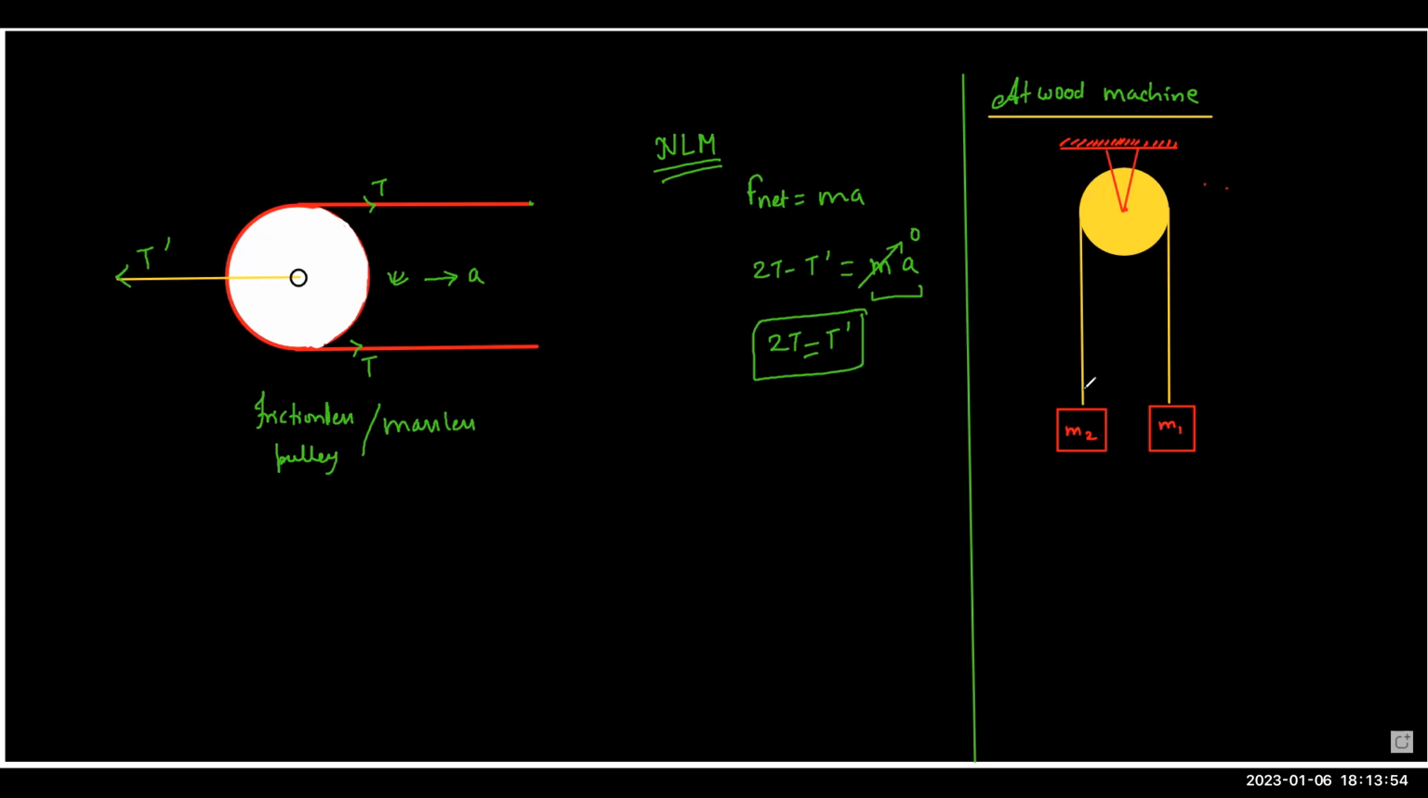What will be the direction of tension force on M2? Up. M1? Up. Very good. So M1 is also up. So this tension force is representing the force of tension on blocks M1 and M2. What about the pulley? What will be the tension on the pulley?